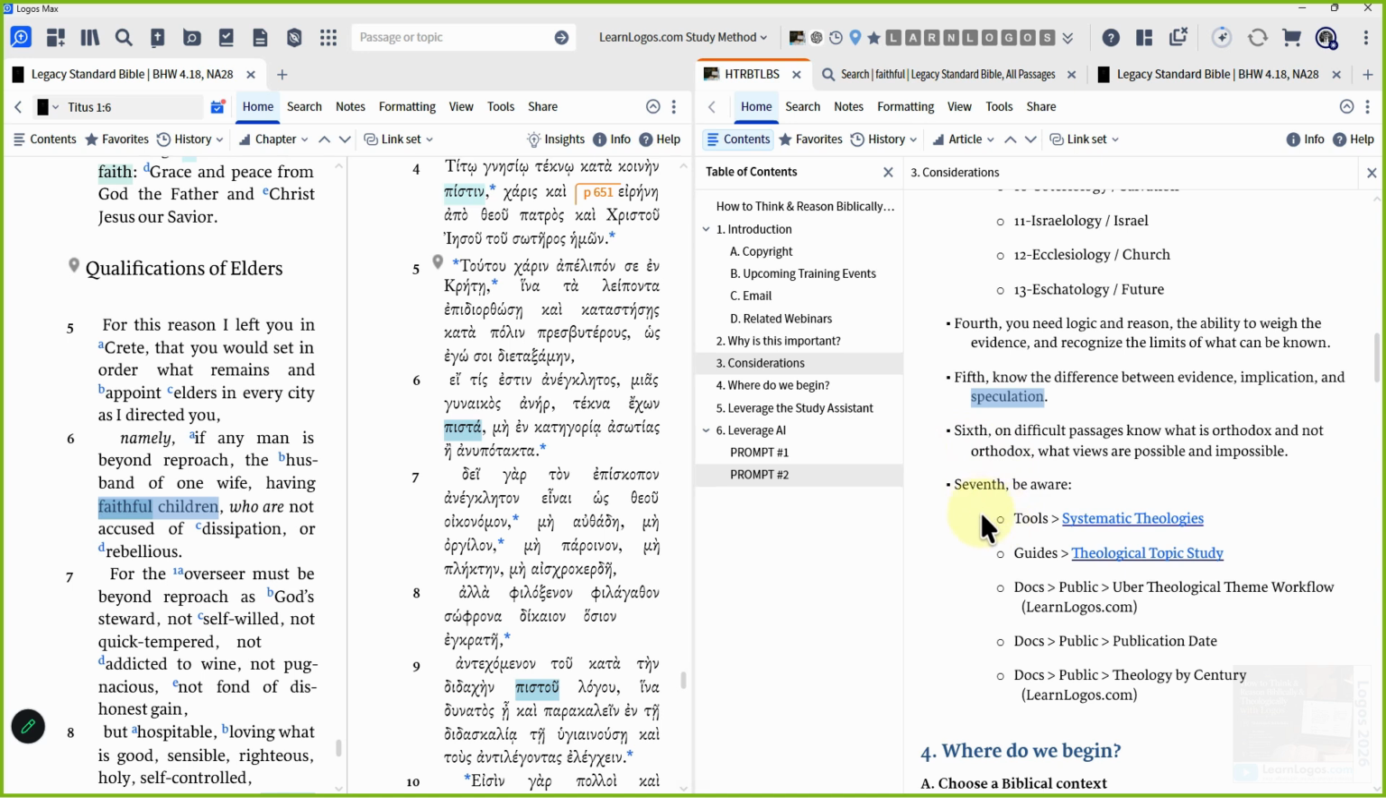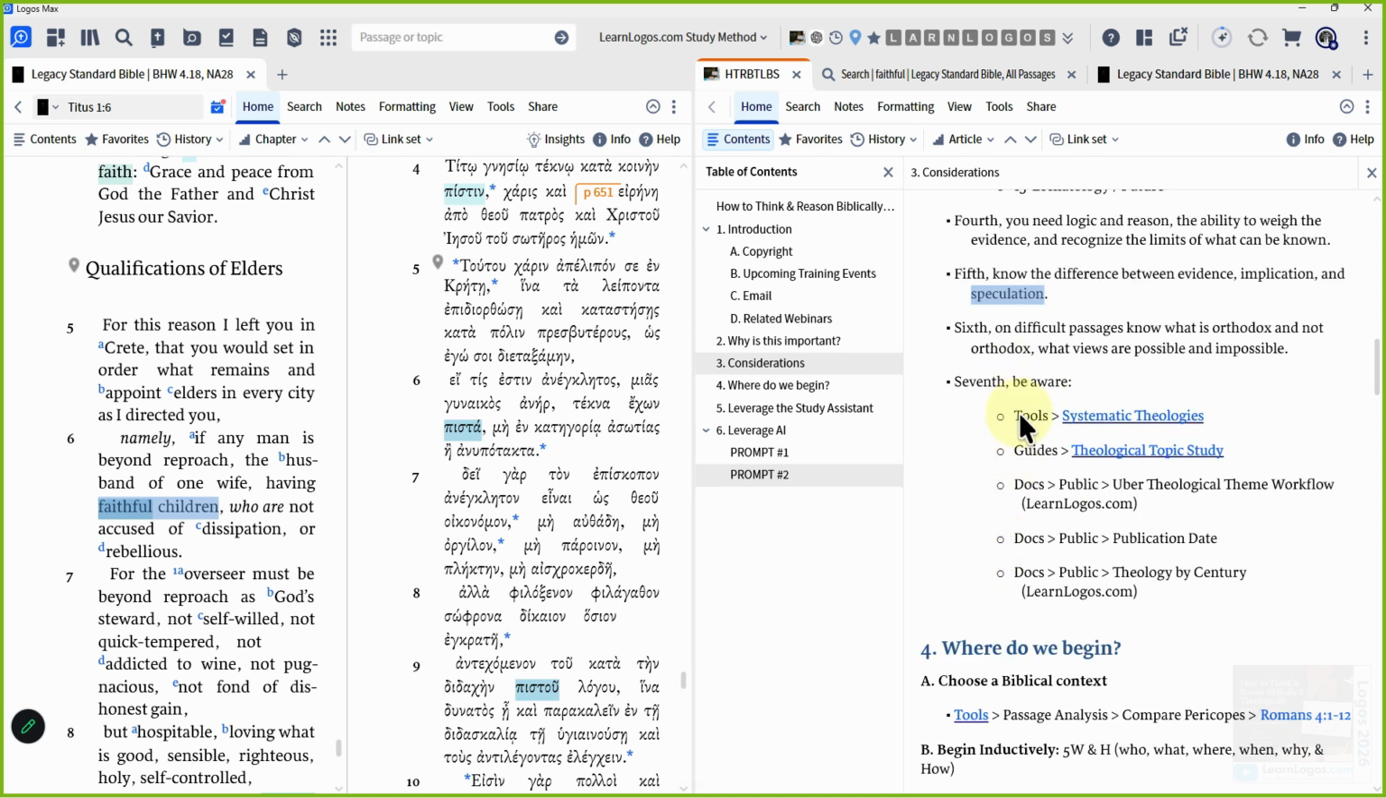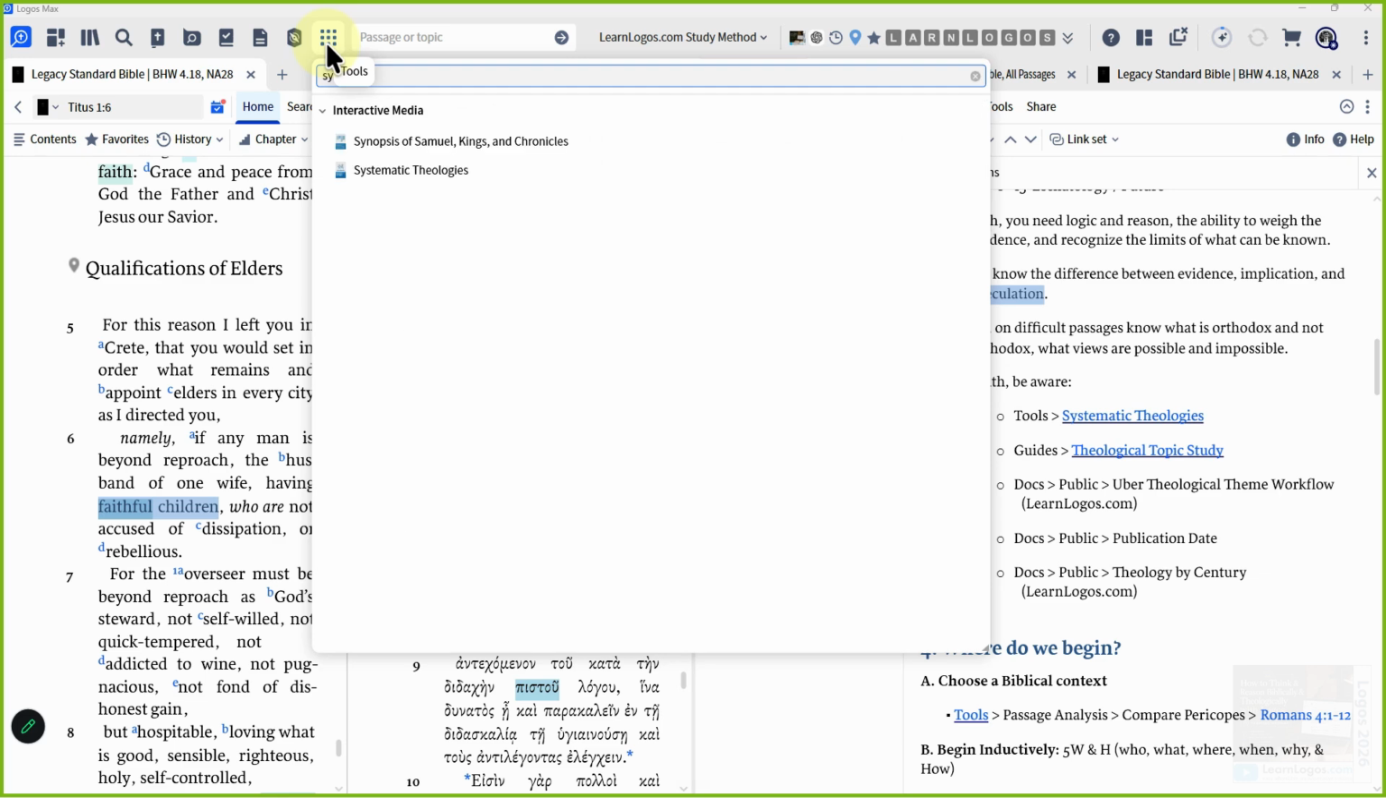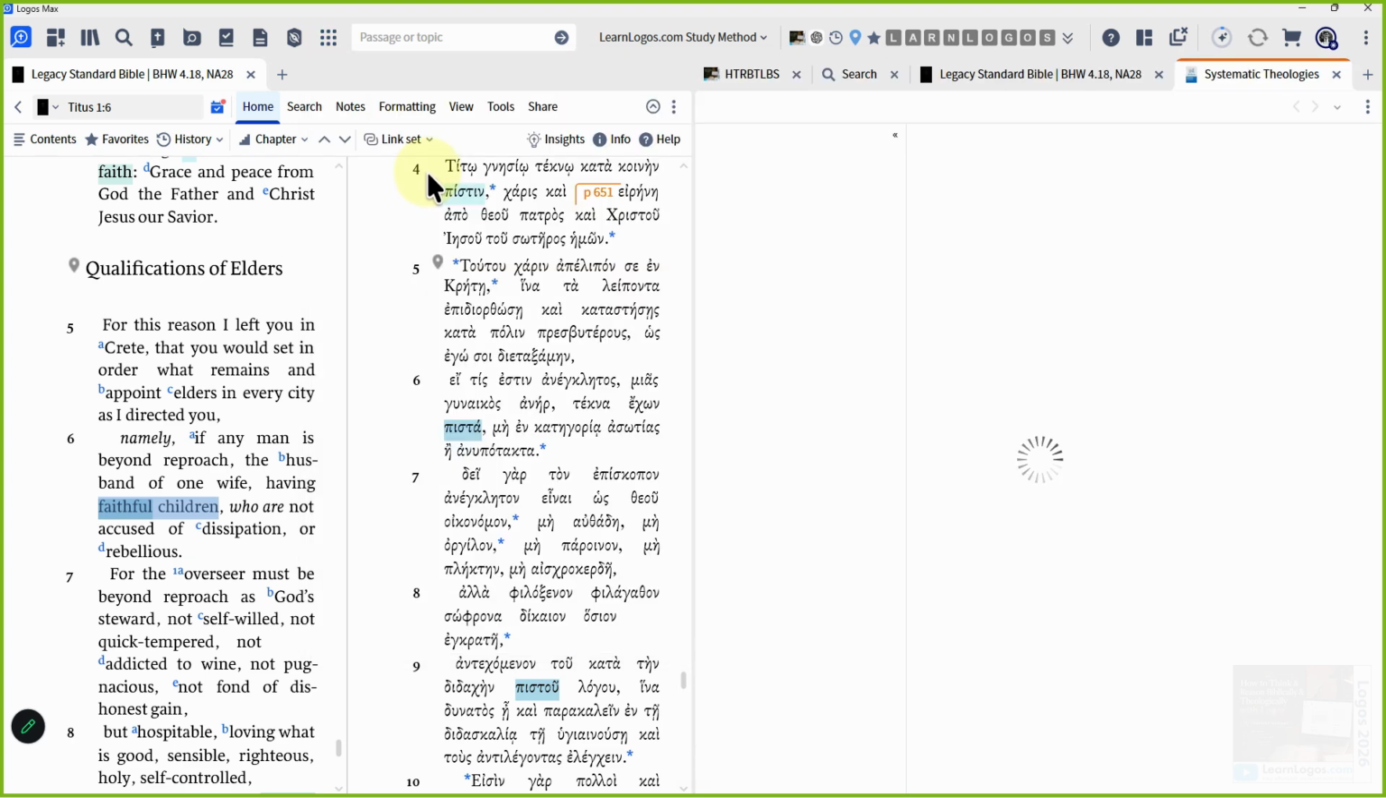All right. And then seventh, be aware, and I'm going to transition this as we get into studying now. There's a lot of tools in Logos that are very helpful. The first one I want to show is the systematic theology. So go to the main menu and click Tools, and then just type in System. All right. And we're going to click on Systematic Theologies.